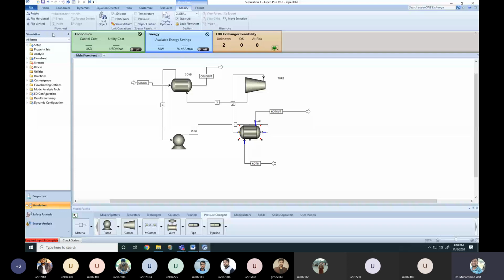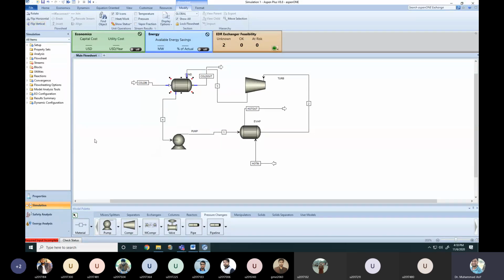Further flip. Yeah, that's much better. Okay, anything else? We can also move this up and down. Okay, right. So I think our flow sheet is completed now, right?